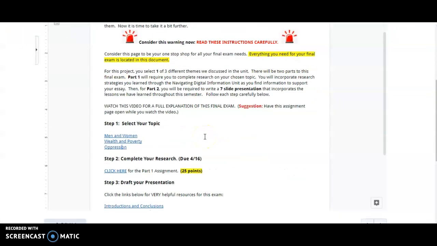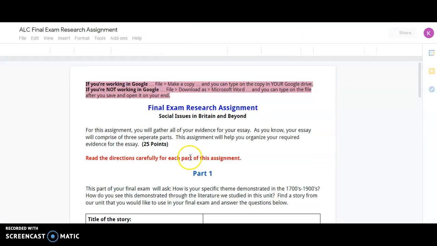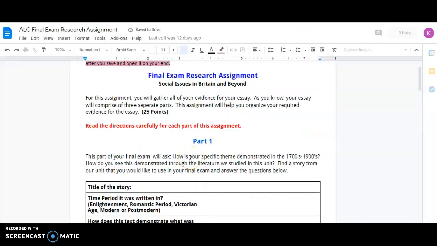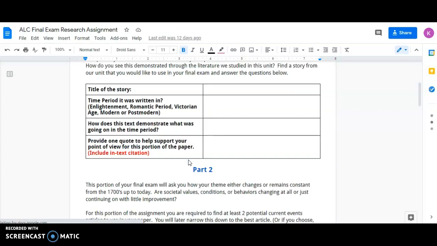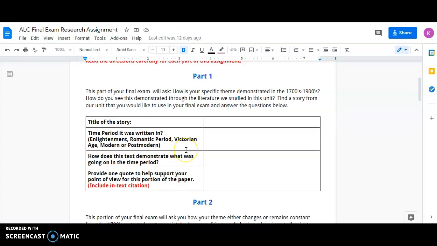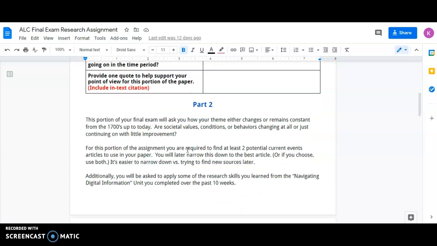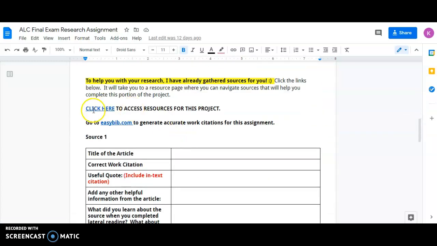So once you've picked out your topic, you're going to have to complete your research. Now, this assignment is due on Friday, April 16th. And you'll be asked to answer these questions in this page. You're going to find a story that you can use for part 1 of your project. You're going to do that research.